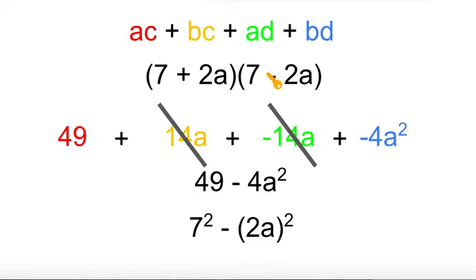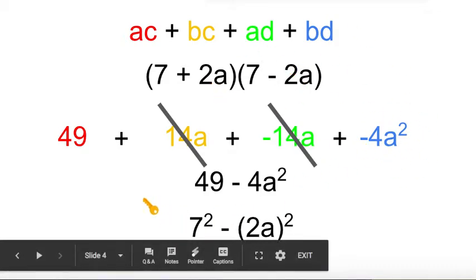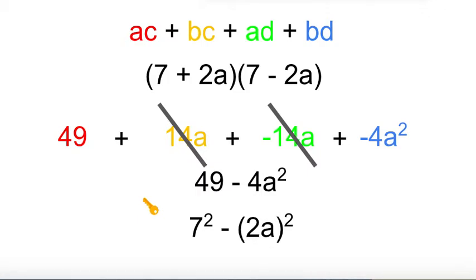Normally, you would ignore this minus sign, it would just become a square. But since you have this negative sign in here, it's going to be minus this squared number. And so that is why you have the difference of squares.